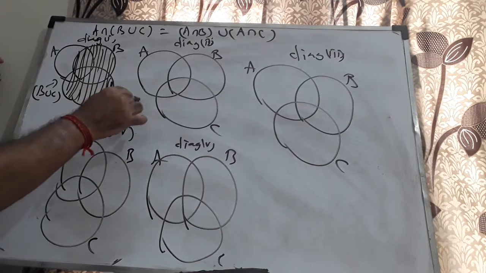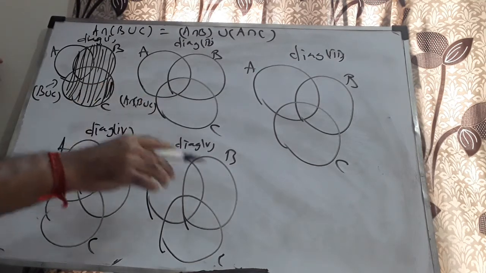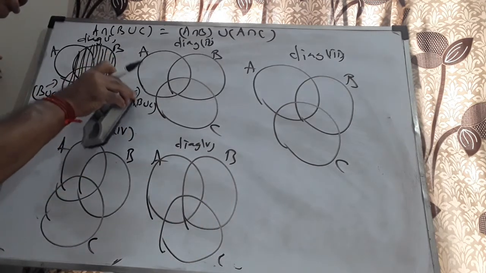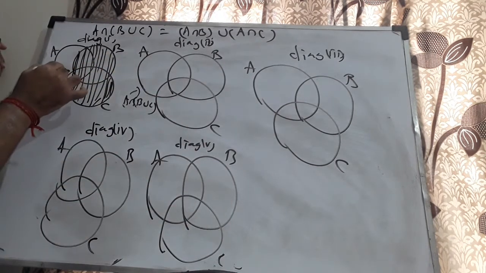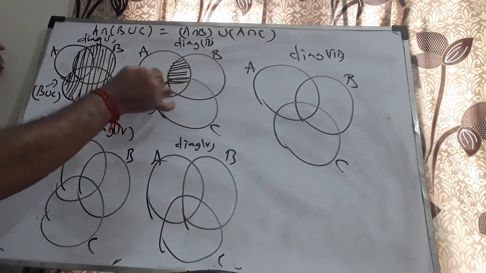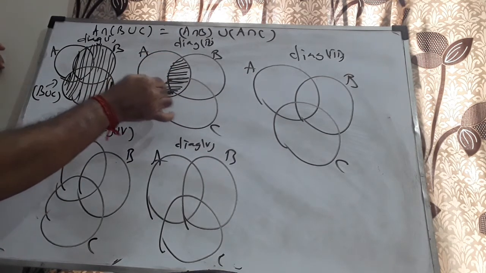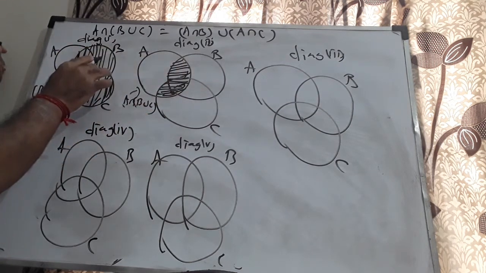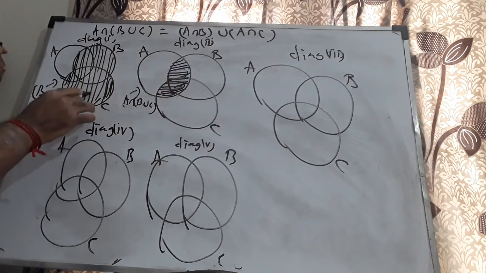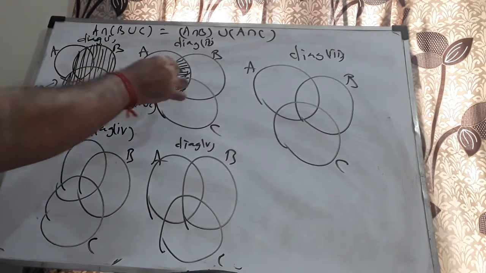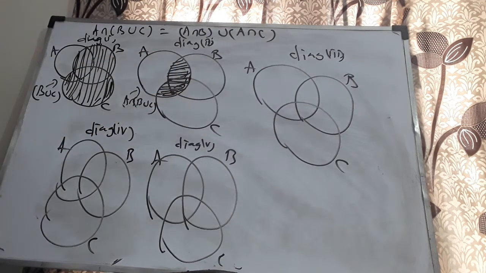Now A intersection (B union C). Which portion is common under this with A? Therefore only this much is common. This much is common for both A and B union C. This is not there. Therefore, common between A and B union C is only this much.